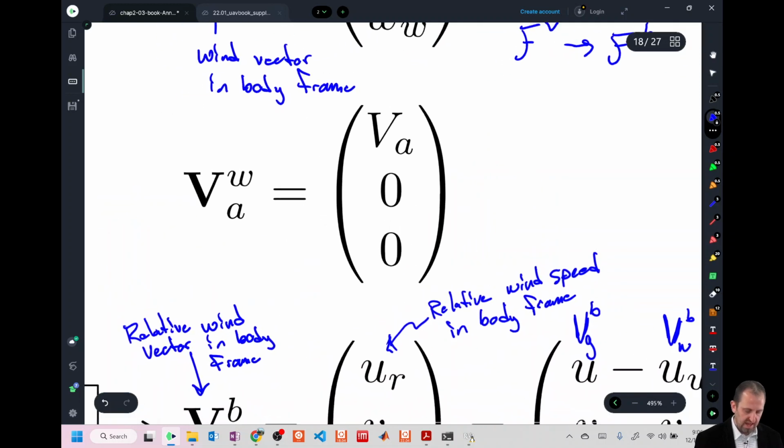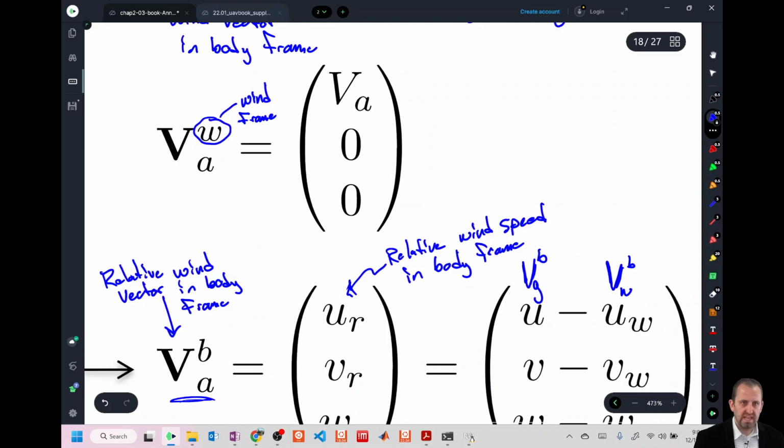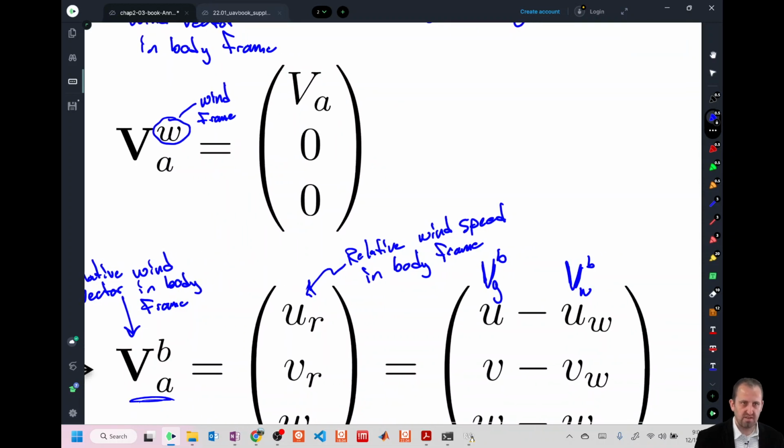Okay, so this is our relative wind speed in the body frame. We're going to actually define a new frame, which we'll call the wind frame. And this can be slightly confusing because it's not going to be defined in terms of the vector V sub w. It's going to be defined in terms of the vector V sub a. But we'll still just call it the wind frame.